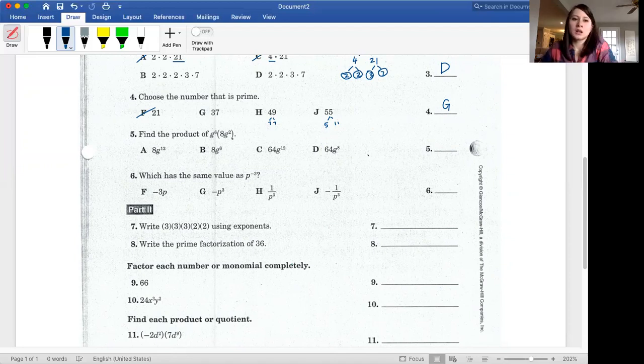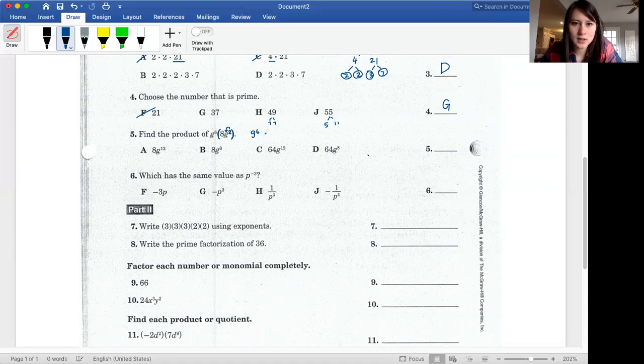Okay, number 5, find the product. So we are going to take a look at what we have here. We have g to the 6th power times 8 times g to the 2nd power. Now, all this is in parentheses. However, this squared is just with the g. So let me just expand this out first.